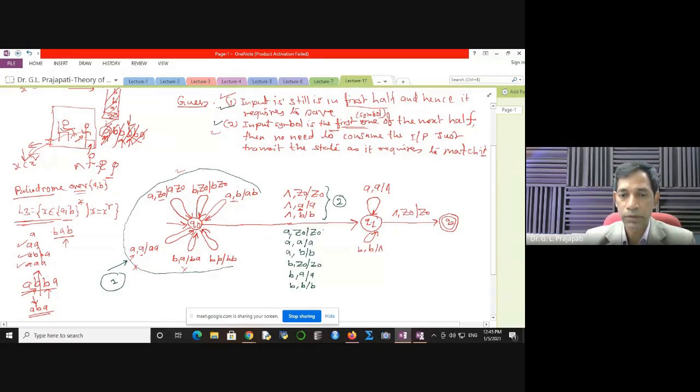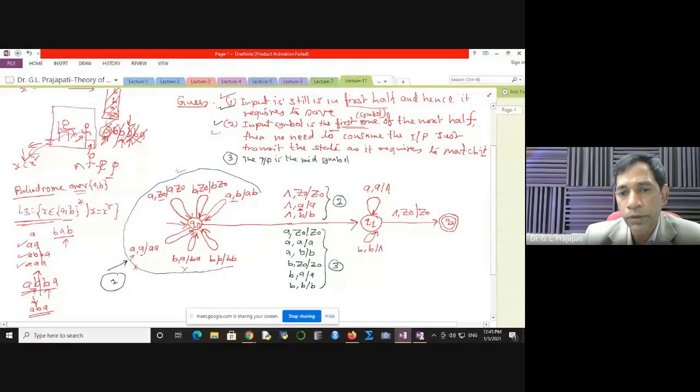So this corresponds to the third guess. Your machine is going to make the third guess. What is the third guess? The machine assumes that the next input is the mid symbol of an odd length string.